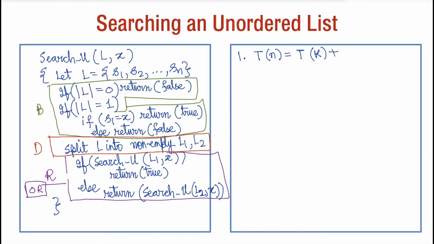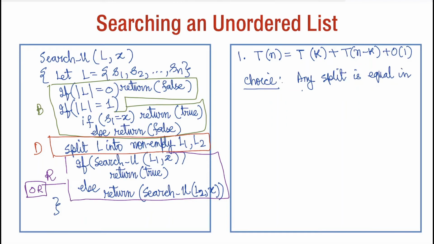So we can show that it will be T(k) + T(n minus k) + order 1. And we have seen this recurrence before, and we know that whichever way we do it, the complexity will remain the same. We have discussed this in the tournament data structures that are formed. Our first solution to this is that the choice of any split is enough, since any split is equal in complexity to the others.